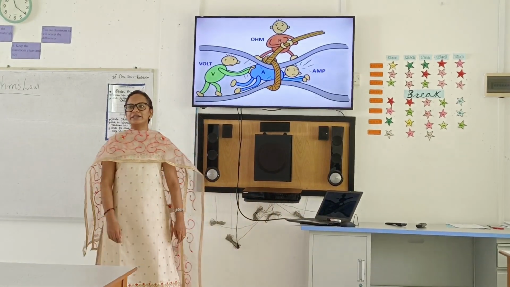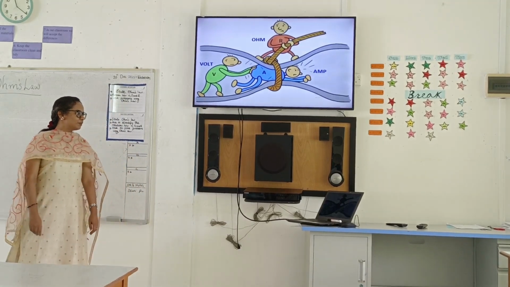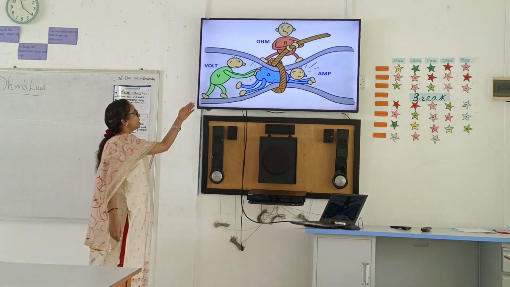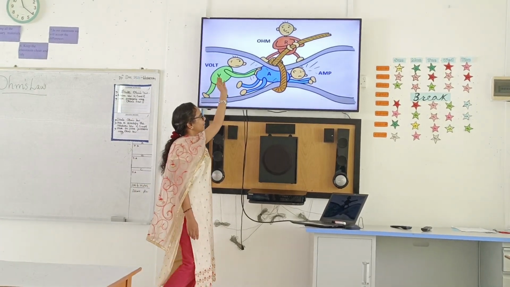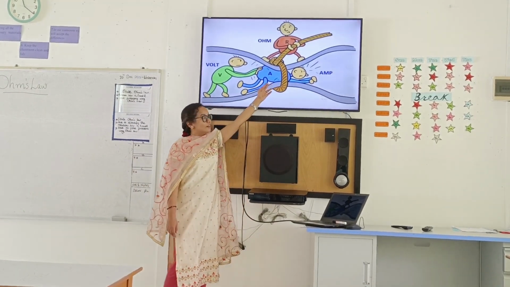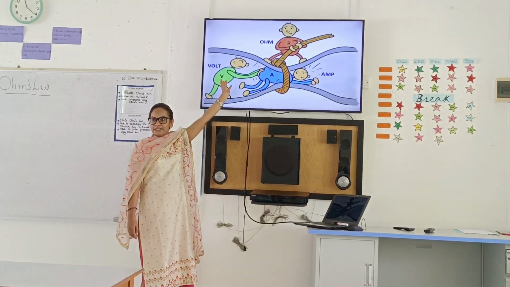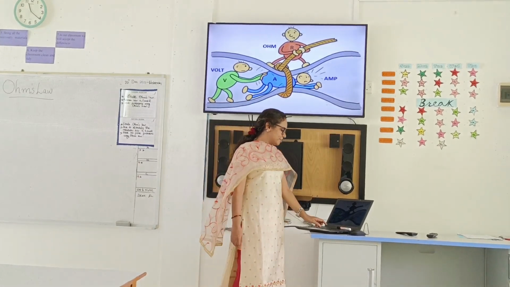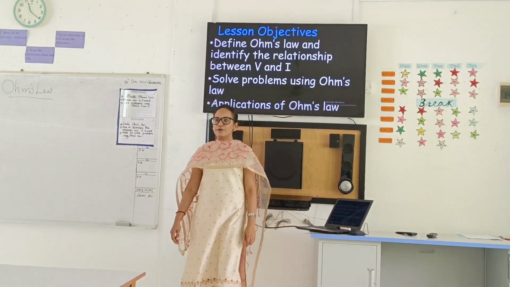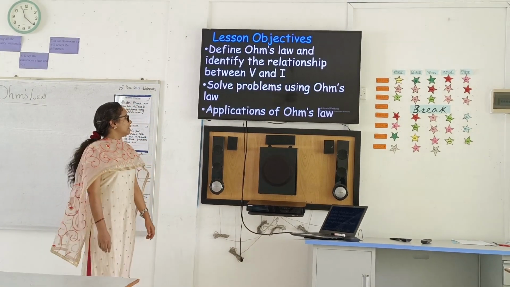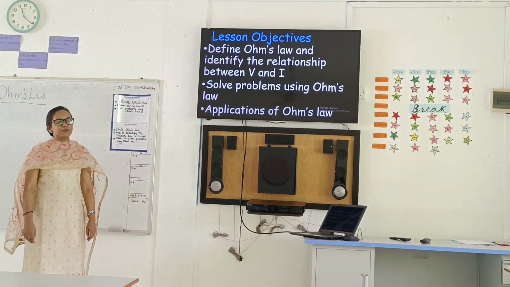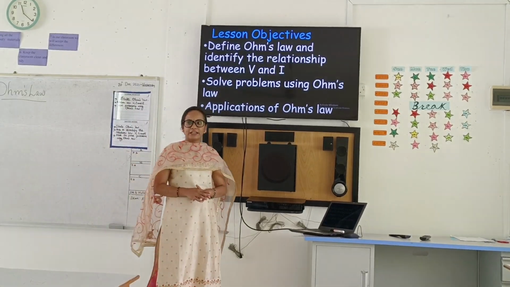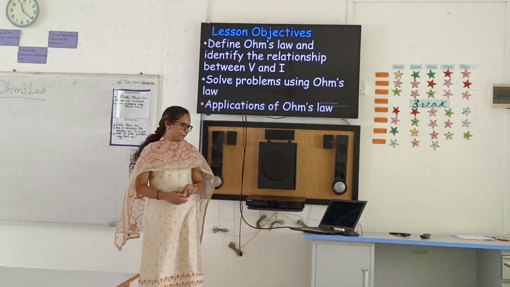Then, can you identify the topic we are going to learn today by observing this picture? Here you can see voltage is there and ampere, that is the unit of current, is there. So we are going to learn something about the relationship between voltage and current. Yes, that's true. So today we are going to learn about Ohm's law. Then how can we identify the relationship between voltage and current, and by using that we solve problems, and finally the applications of Ohm's law.